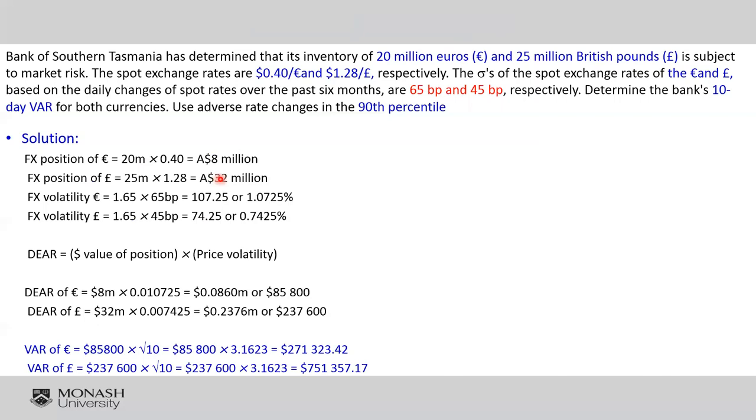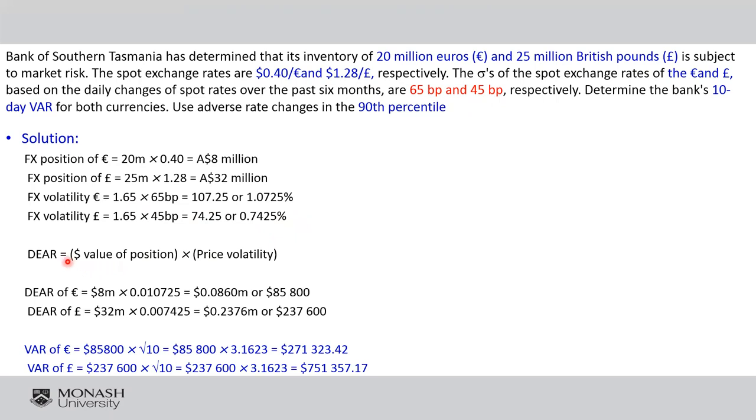Now we want to just calculate the Forex volatility. The Forex volatility for the euro is, we are talking about the Z value times the standard deviation. The Z value is 1.65, still. The standard deviation for the euro is 65 basis points, and for the pound this is 45 basis points. So we multiply it and we find this to be 107, and this to be 74 basis points.